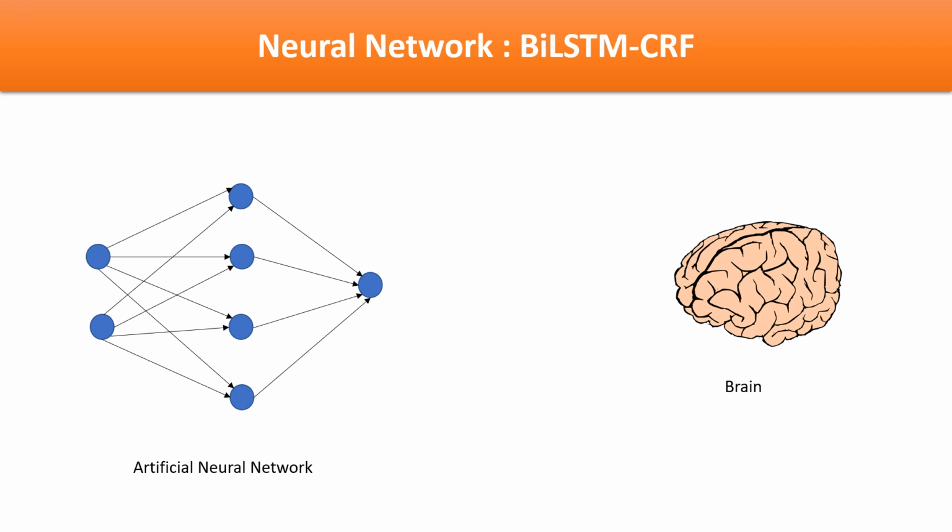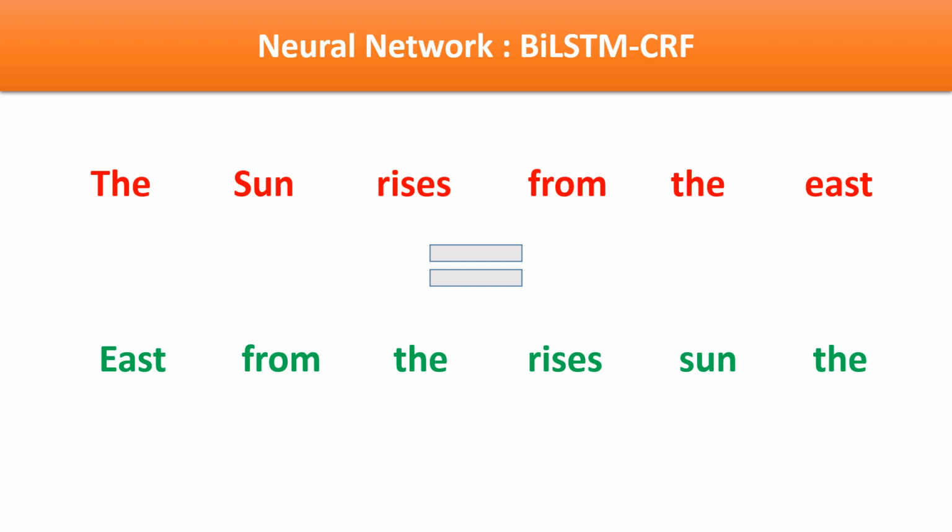BiLSTM is a type of recurrent neural network. A neural network is basically an artificial network that is designed to model the human brain. Traditional neural networks had a shortcoming that they considered each word in a sentence as an independent entity. This means that the sentence "the sun rises from the east" can be considered the same as "east from the rises sun the." Now the second sentence does not make much sense.